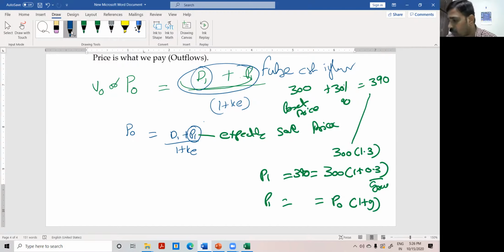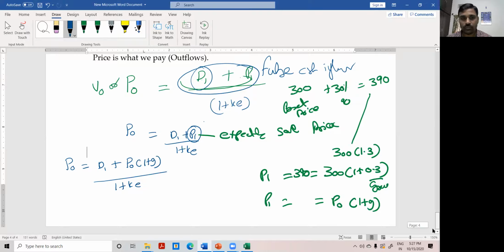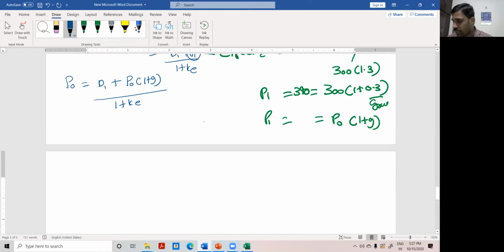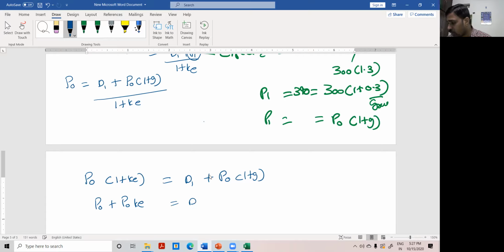Now I have to rechange the formula. P0 is equal to D1 plus P0 into 1 plus growth rate, divided by 1 plus K. This is the formula. Now if you rearrange it: P0 into 1 plus K is equal to D1 plus P0 into 1 plus G. P0 plus P0 K is equal to D1 plus P0 plus P0 G.